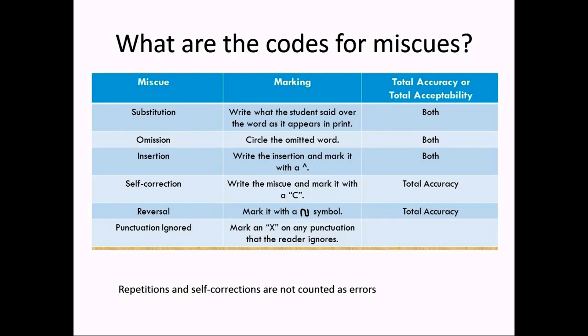The codes for the miscues are pretty much the same as the GORT. So for substitutions, you write the word above the word. Omission, circle it. Insertion, put the caret. Self-correction, mark it with a C. Write the miscue and then mark it with a C. Reversal, do that little reverse sign, and punctuation ignored. You can mark an X on any punctuation that the reader produces. You can also underline any of the repetitions, although the repetitions and self-corrections are not counted as errors on this test.